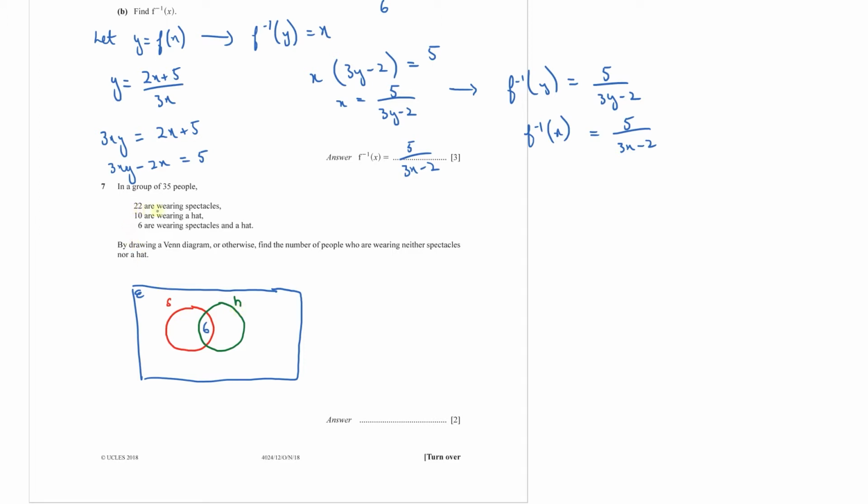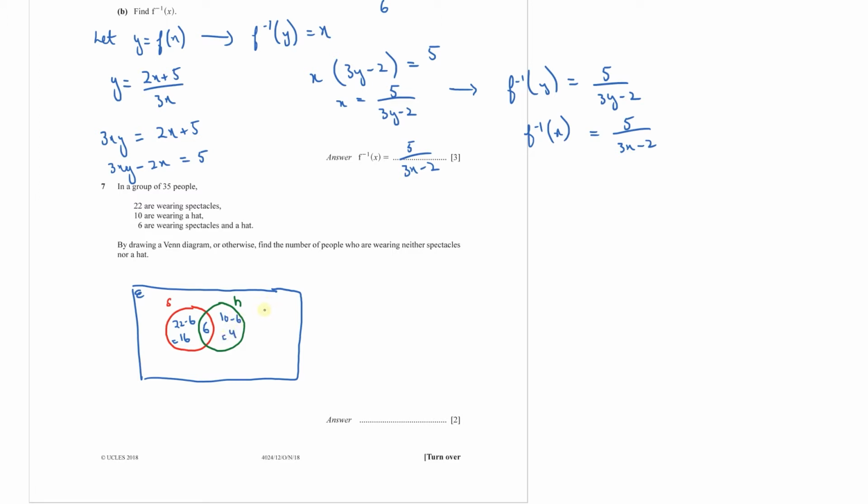And 22 people are wearing spectacles. So this whole red set here contains 22 people. So you already have 6 who wear the spectacles and the hat. So people who wear only spectacles are 22 minus 6, which equals 16. And then you have 10 people wearing a hat. So 6 of them wear both the hat and spectacles. So people wearing only a hat are 10 minus 6, which equals 4.